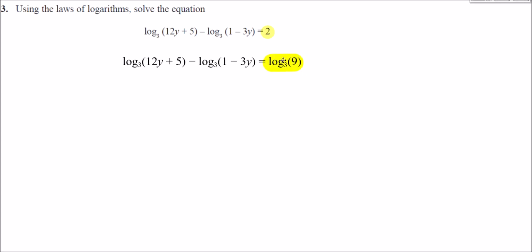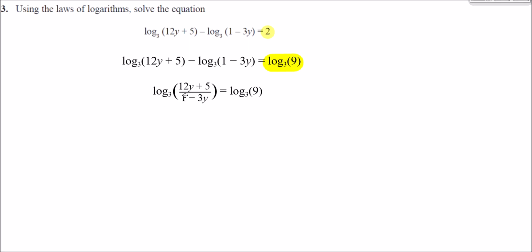So now I've got that step complete, we can look at the left and simplify this using laws of logarithms. It's good of the examiner to give us almost a little clue here. We've got log of one thing minus log of another thing, and the logs are to the same base. So log A minus log B, as a general rule, is log of A divided by B. So I can combine these two into a single logarithm. This becomes log base 3 of (12y plus 5) divided by (1 minus 3y), like so.